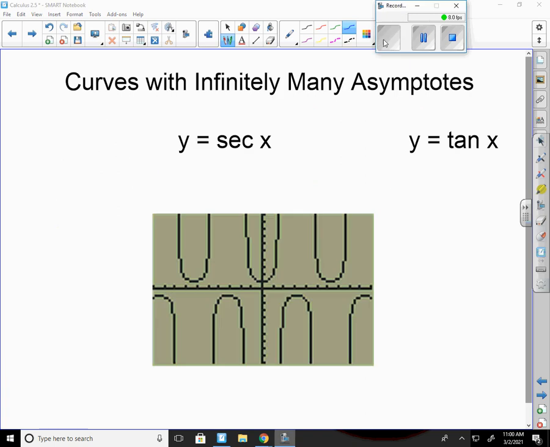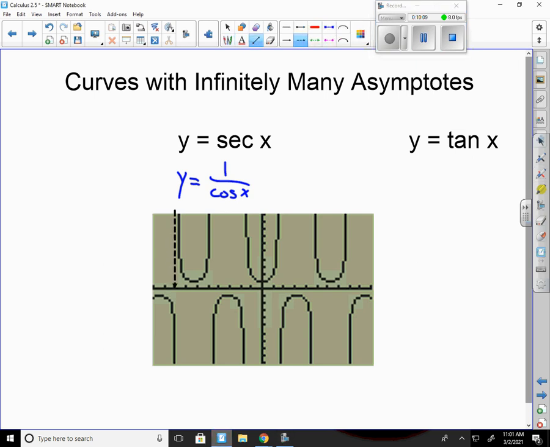Questions? We can also have curves with infinitely many asymptotes. If I look at the function y equals the secant of x, which is, if you remember from our trig, y equals 1 over the cosine of x. It gives us this function here with these hoops. It's like parabolas. But it's not exactly a parabola.